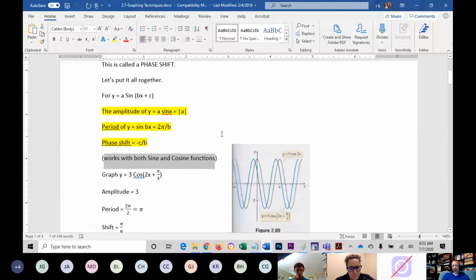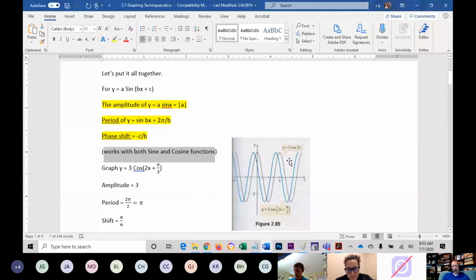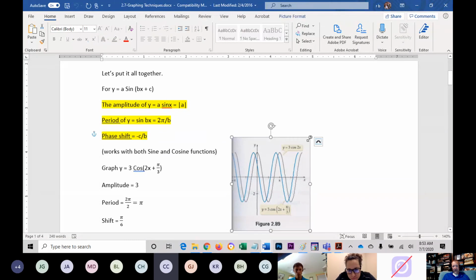We've got a nice graph here that shows this. The blue is your cosine, 3 cosine 2x plus pi thirds. That's probably a little bit small. Let me make that bigger.